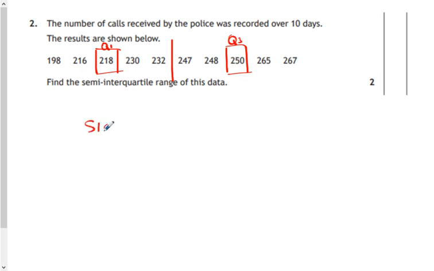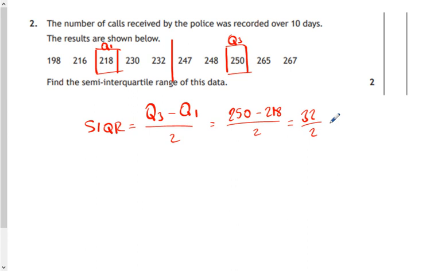The semi-interquartile range is Q3 minus Q1 over 2. So we get 250 minus 218 halved is going to be, what's that, 32 divided by 2, which is 16. Nothing else asked about this data, so we're moving on.